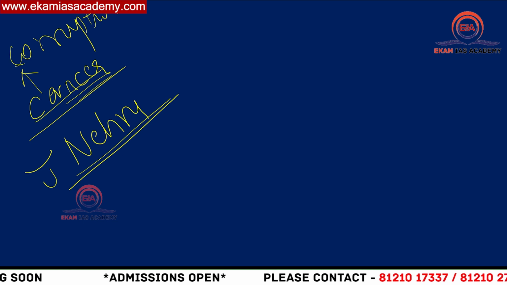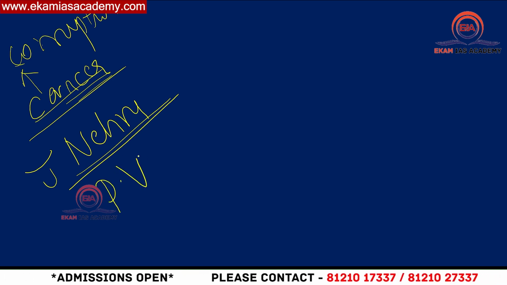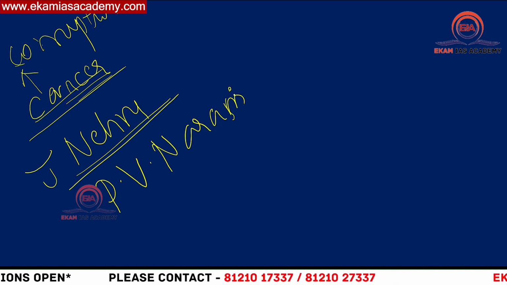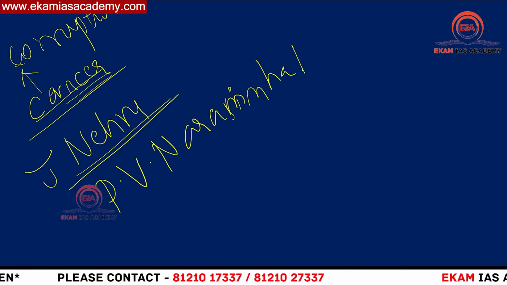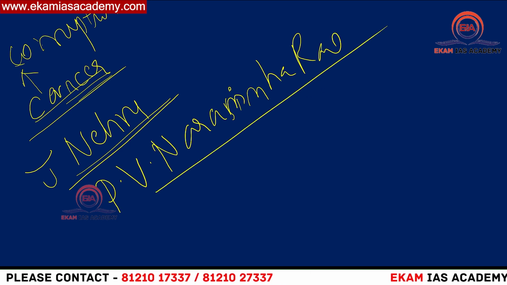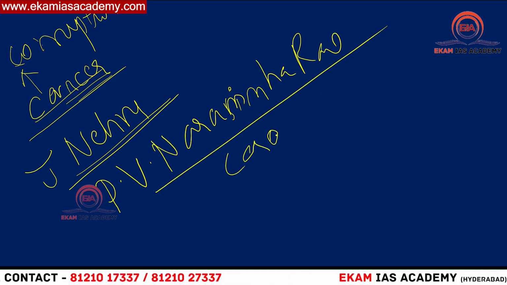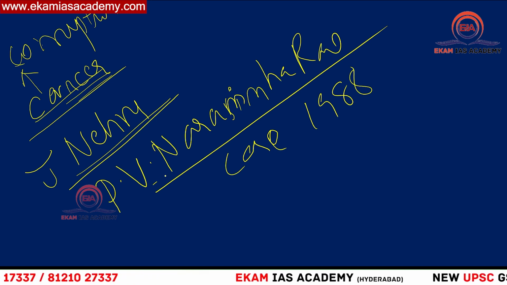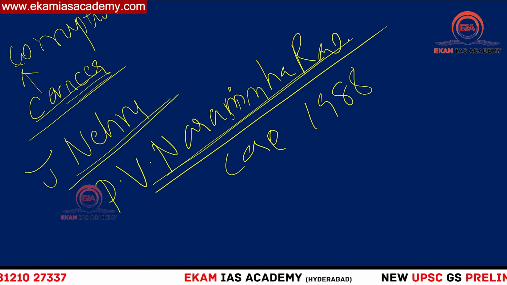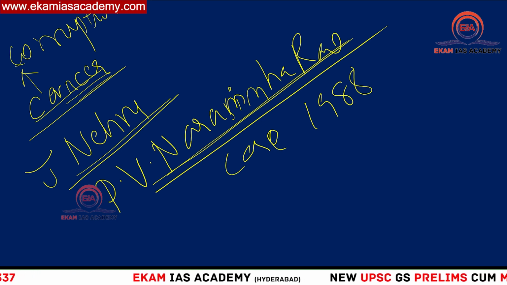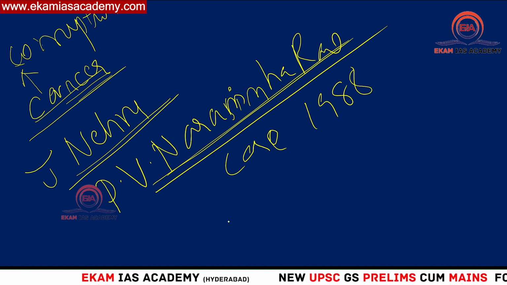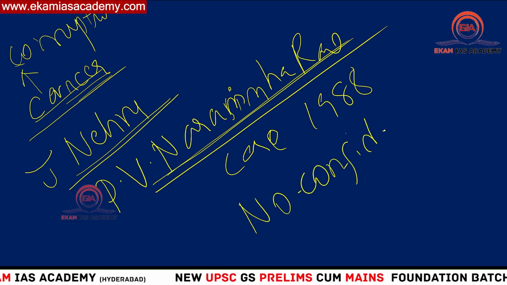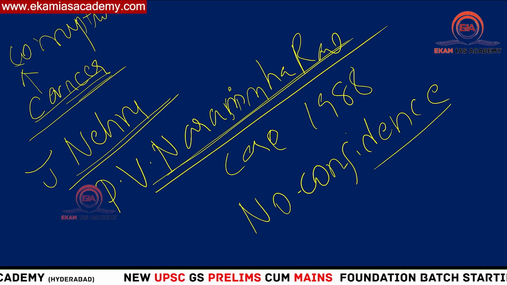Now we'll understand the PV Narasimha Rao judgment, or PV Narasimha Rao case, in which the Supreme Court for the first time gave legal immunity to the legislators. This case is from 1988. To understand it, we need to know that when PV Narasimha Rao sir was in government, he was enjoying the majority. Because of some reasons, a no confidence motion was initiated against PV Narasimha Rao sir.